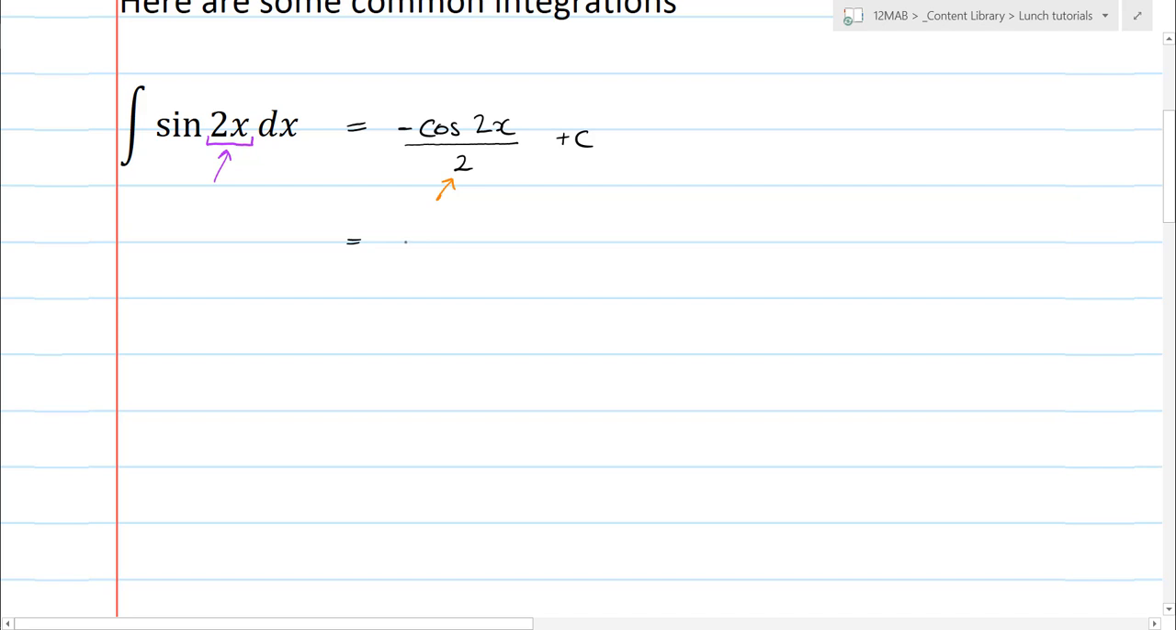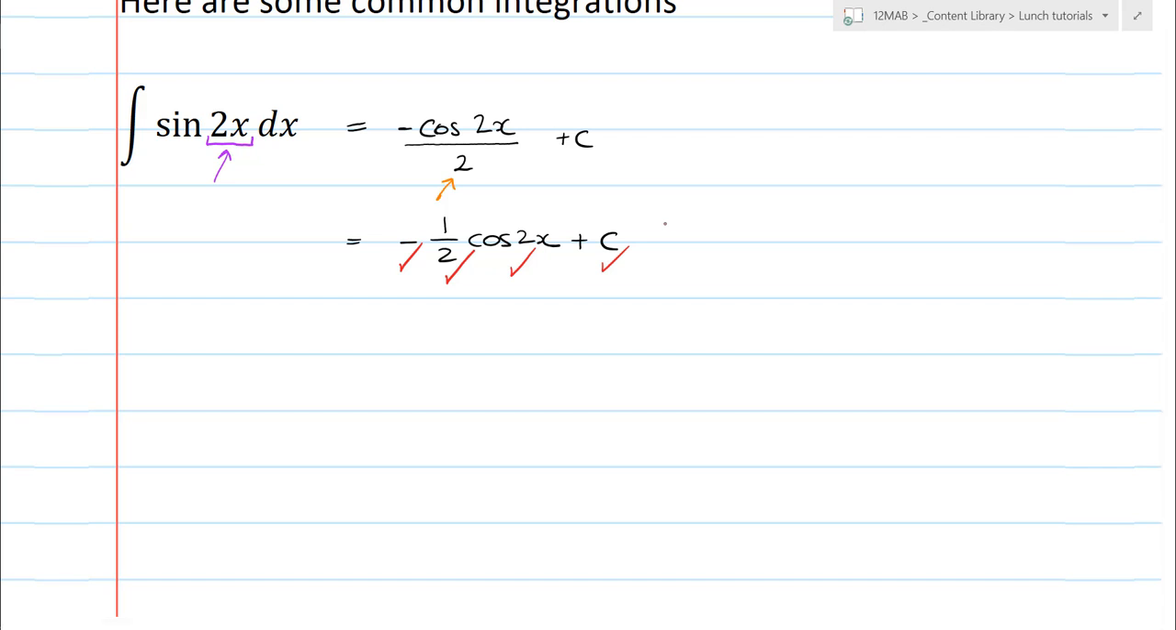My final answer might look something like this, but there are many different forms and it doesn't really matter how you write it. As long as it's got the negative, the half, the cos 2x and the plus c, this question would probably be worth 2 marks, and the marks will be allocated half mark there, half mark there, half mark there, half mark there. So even if you make a small mistake or you forget the plus c, you can get most of the marks.